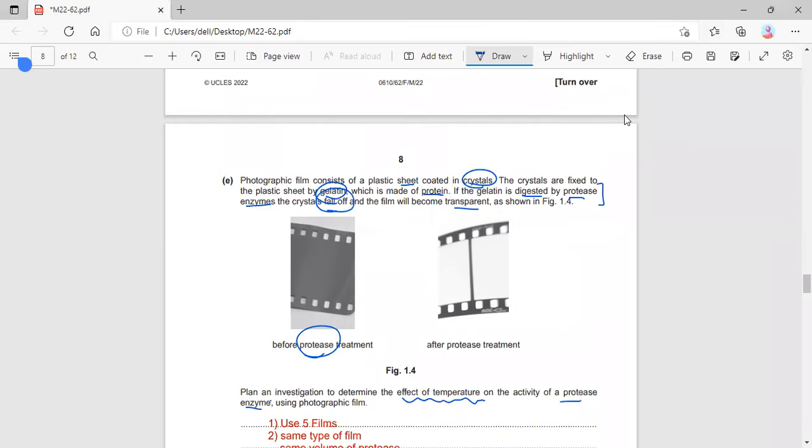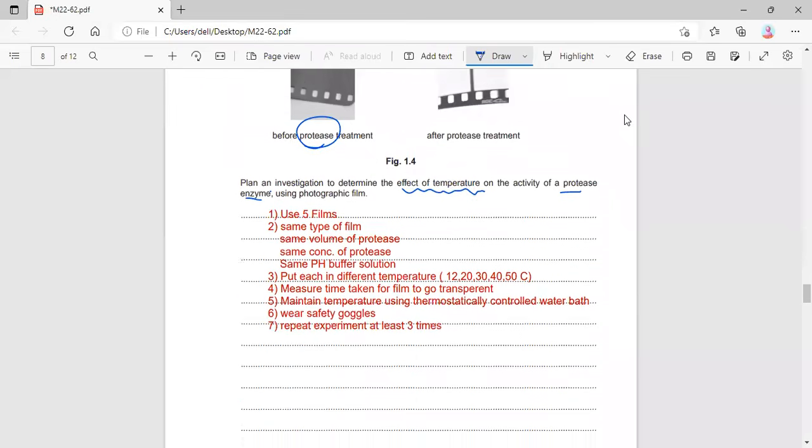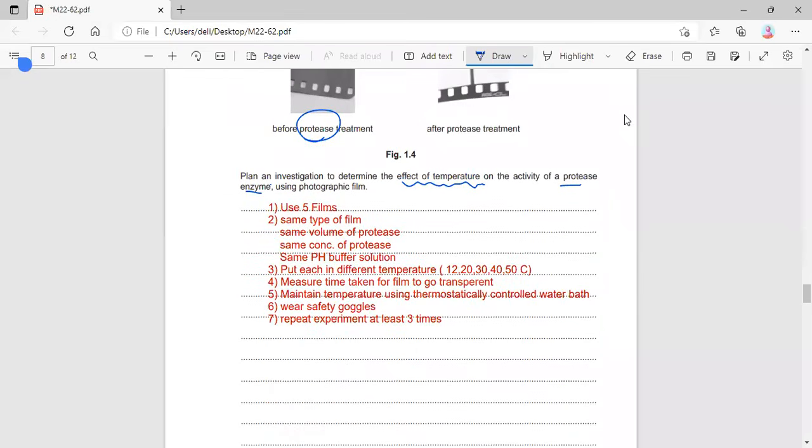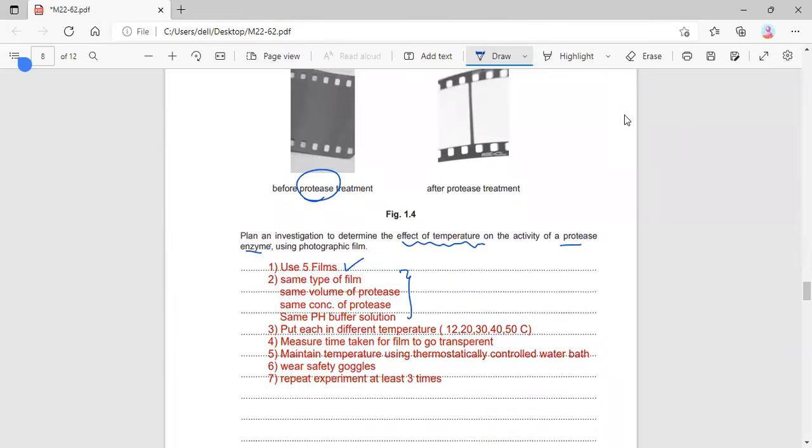He gave you a hint. If the gelatin is digested by protease, the crystals fall off and the film will become transparent. For this experiment, we will follow the same 7 steps. Number 1, use 5 films. Number 2, what will you keep the same? Same type of film, same volume of protease enzyme, same concentration of protease enzyme, same pH buffer solution. You have to keep the same pH because you are changing the temperature.